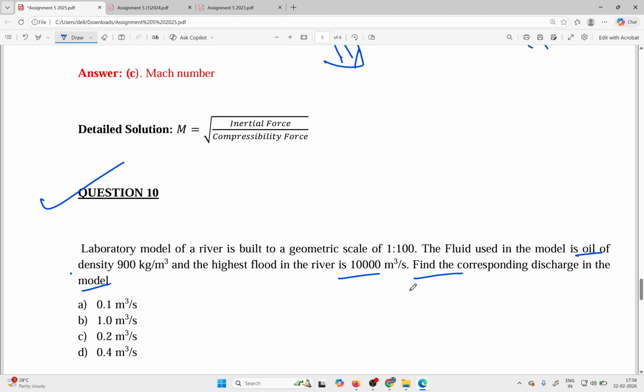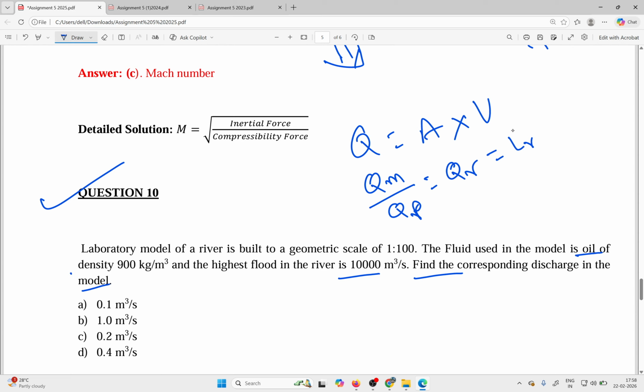As I have discussed earlier, the discharge is nothing but area into velocity. So Qm and Qp, not Qr actually. Here you can write Qr is equal to Ar, which means Lr square, since area is meter square, so the length parameter square, and for velocity Vr square.